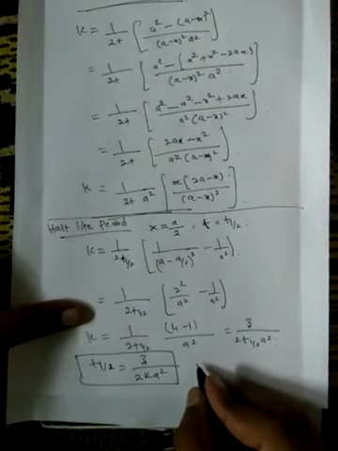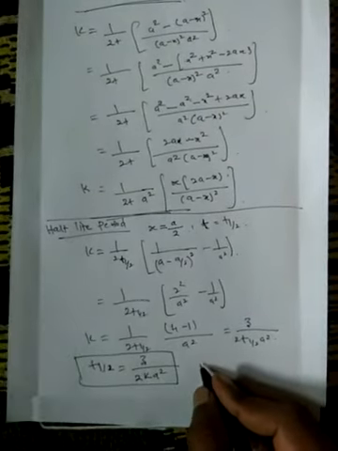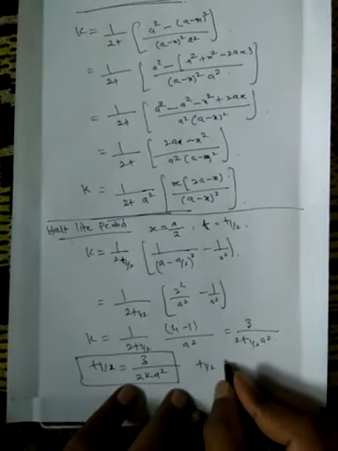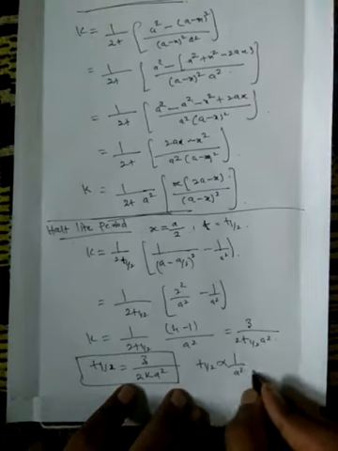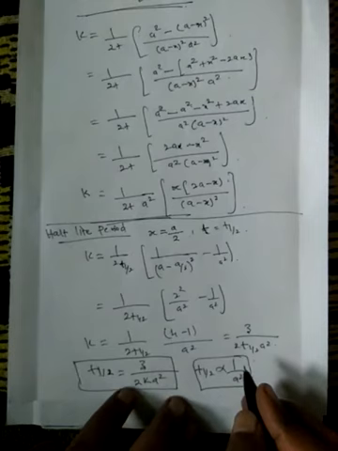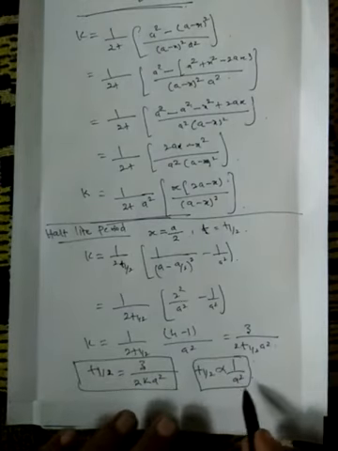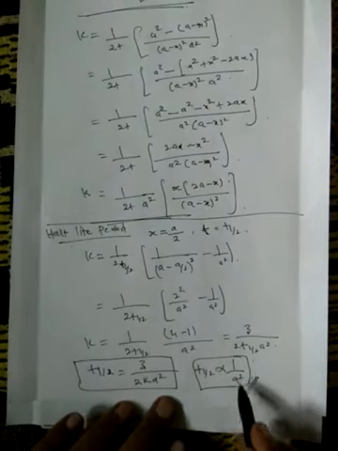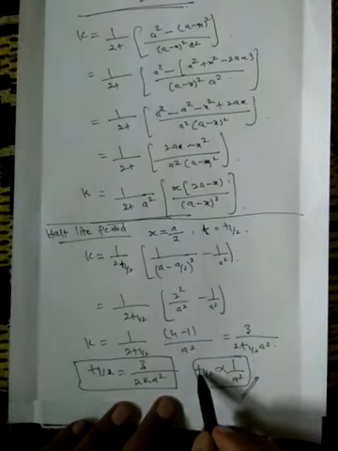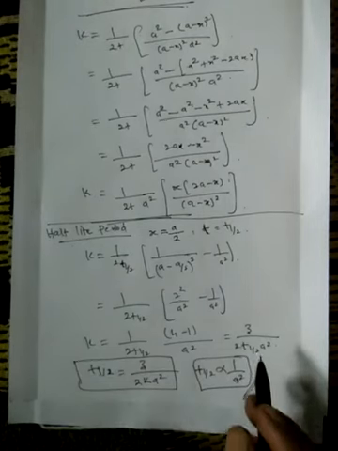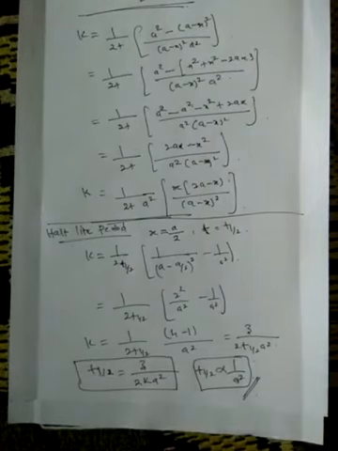You notice here that t half is inversely proportional to A square. This is the important observation for a third order reaction: the half-life period of a third order reaction is inversely proportional to the square of the initial concentration. This we observe. Okay.